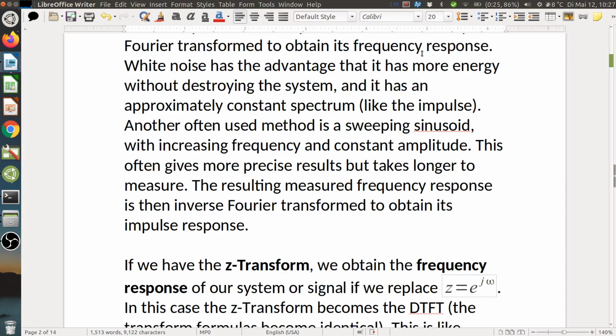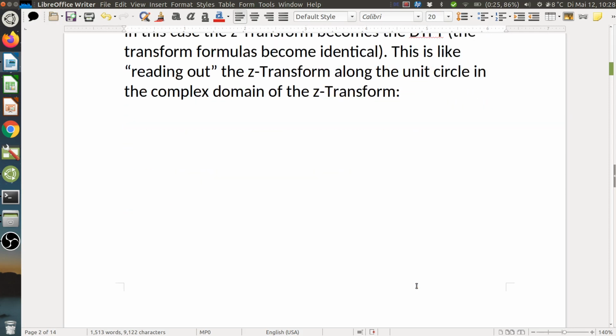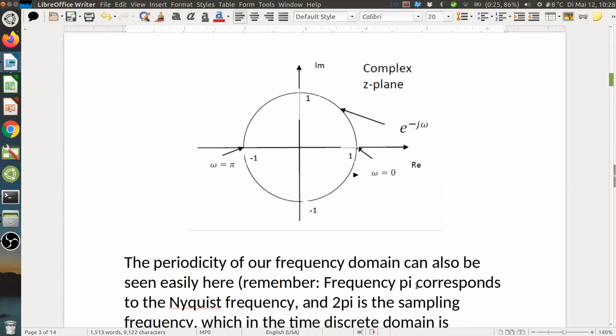If we have the Z transform, we obtain the frequency response of our system or signal if we simply replace z by e to the j omega. In this case, the Z transform becomes the DTFT. The transform formulas actually become identical. And this is like reading out the Z transform along the unit circle in the complex domain of the Z transform. So this can be seen here.